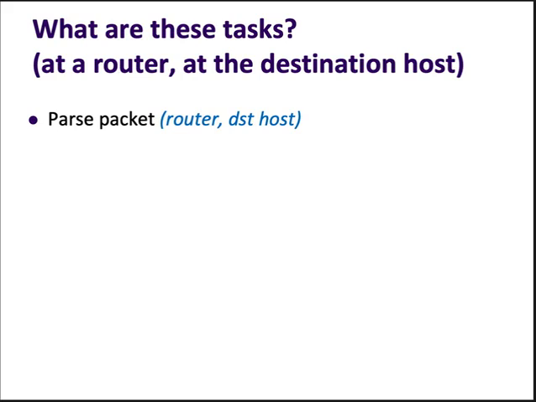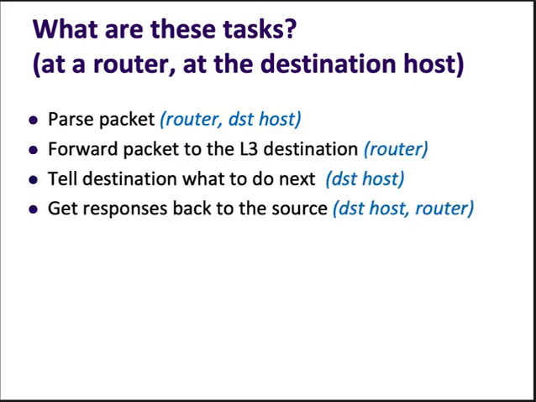So what's a normal path for a packet, right? So we've forwarded it. What happens when it reaches the destination? Get at the payload. Yeah, I'm going to refine that. So it tells the destination what to do with the packet. Right? So I need to be able to parse the packet at both routers and destinations. I need to be able to forward the packet on to its destination. This is a task that the routers have to do.